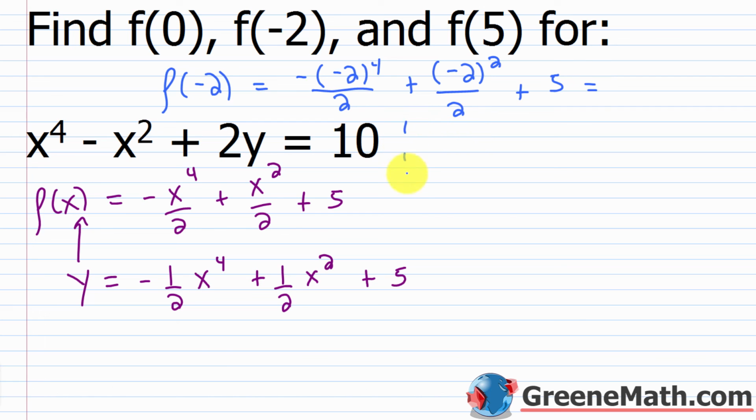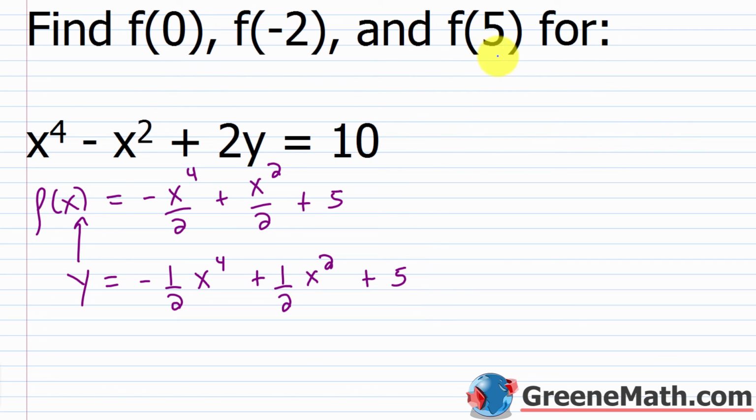So negative 2 to the 4th power is 16, but the opposite of 16 would be negative 16. So negative 16 over 2 would be negative 8. And then negative 2 squared is 4. 4 over 2 is 2, so plus 2 plus 5. So negative 8 plus 2 would be negative 6. Negative 6 plus 5 is negative 1. So f of negative 2 is negative 1.